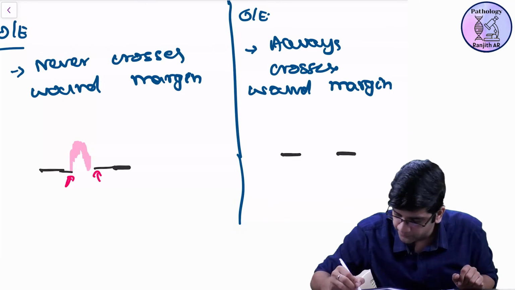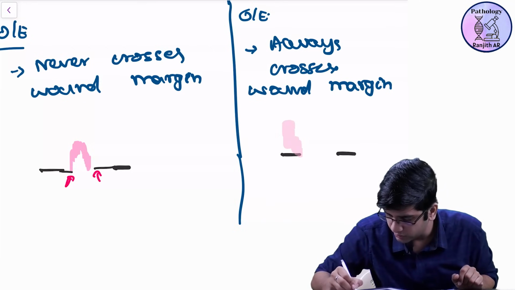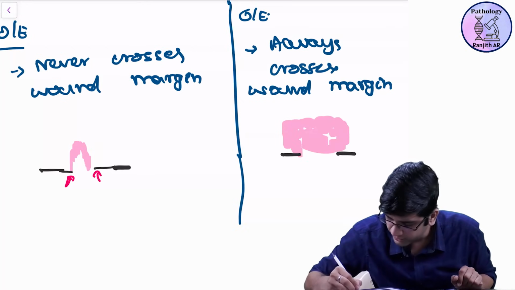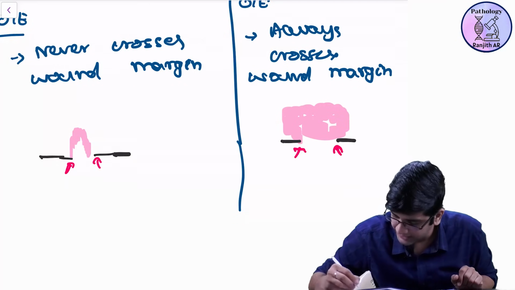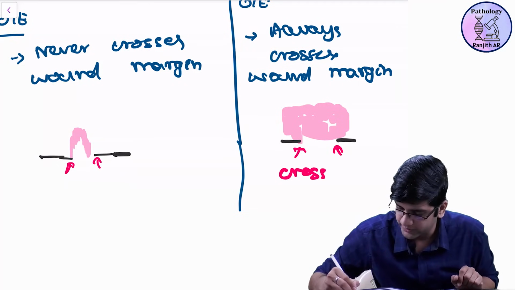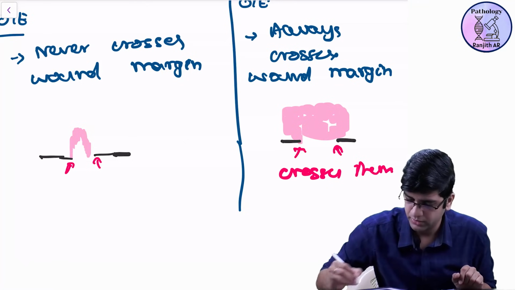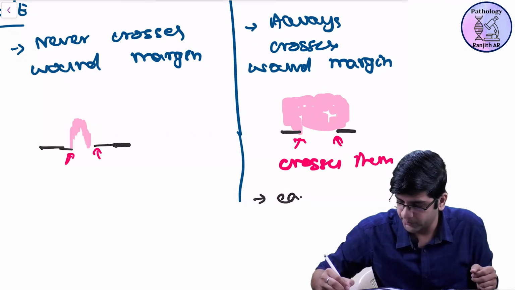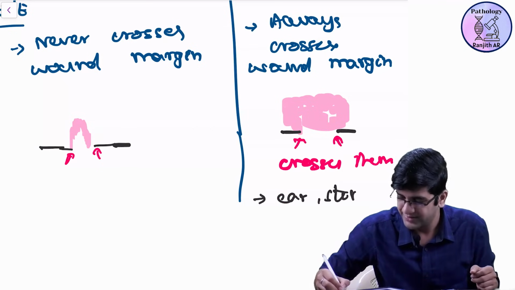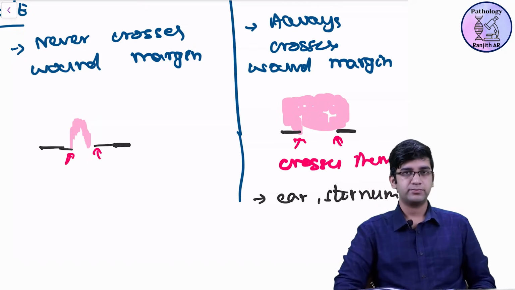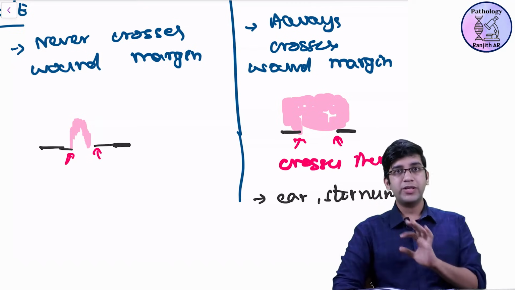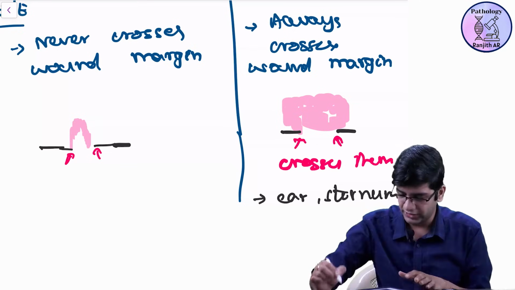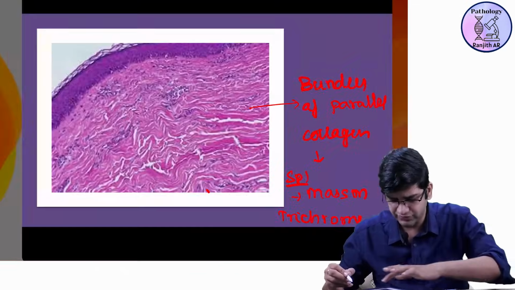But a keloid will cross the wound margin. If this is my tiny wound margin, it will cross it. The best sites for keloid are the earlobe and sternum. Sternum is more common as well. I'll show you an image so that you can be sure that it will cross the wound margin. This is an image most of you would have seen for keloid.